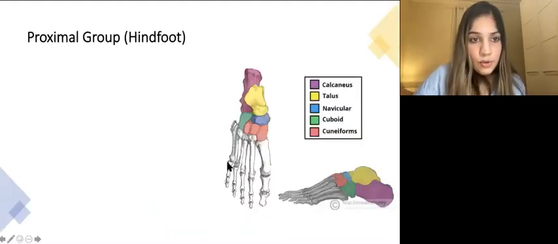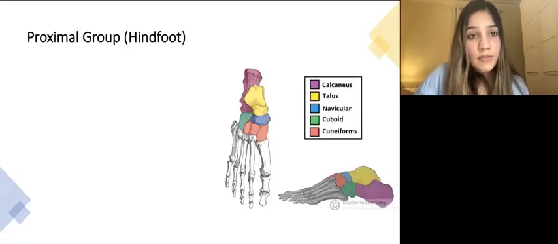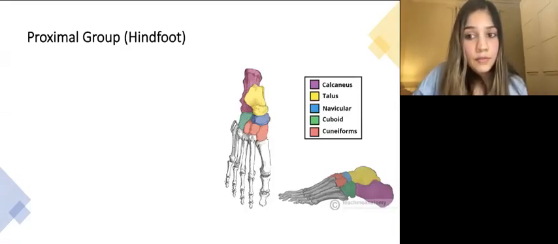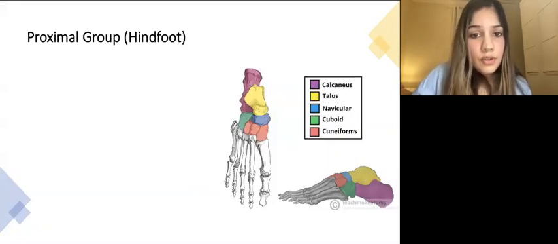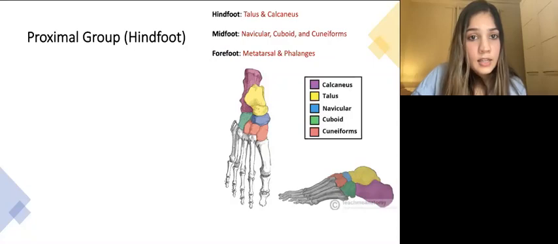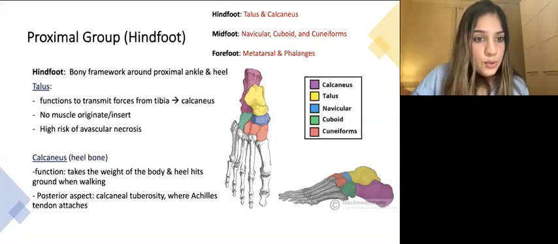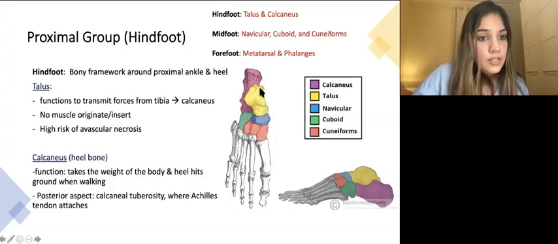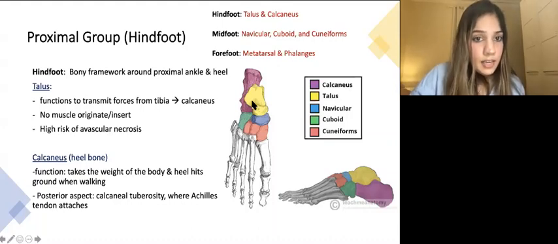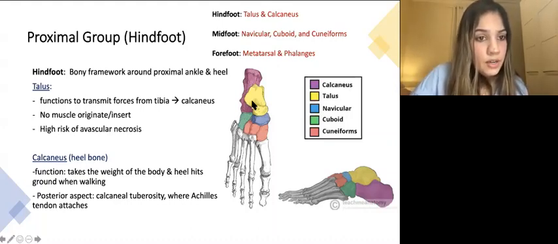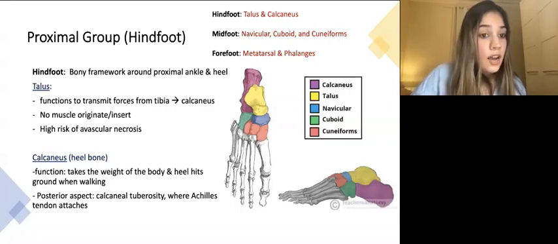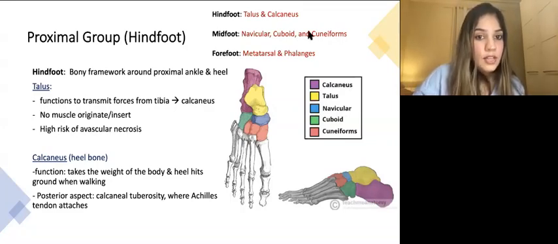The foot can also be divided into 3 regions: the hindfoot, the midfoot, and the forefoot. The hindfoot comprises the talus and the calcaneus. The midfoot comprises the navicular, cuboid, and the cuneiforms. The forefoot is the metatarsals and phalanges. The talus functions to transmit forces from the tibia to the calcaneus, and no muscles originate or insert here. Hence, there's a high risk of avascular necrosis. So that's a key point to remember. There's a high risk of avascular necrosis.